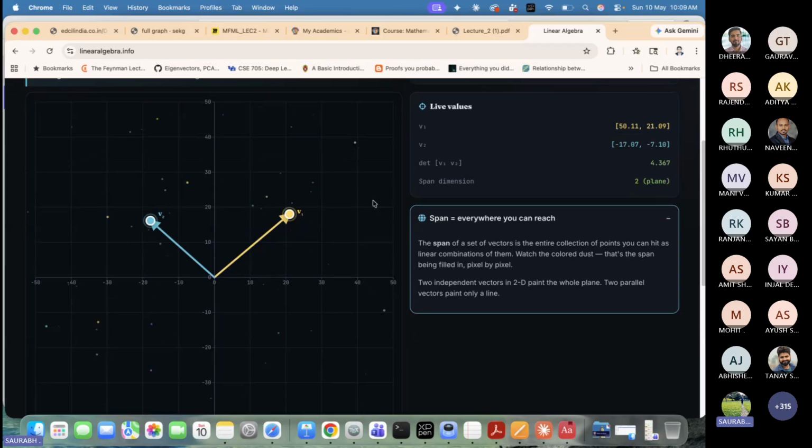Now, if these two vectors are independent, v1 and v2, they are not on the same axis, right? If you can scale and add these two vectors, you can actually exhaust the entire two-dimensional space. You can reach any point on this two-dimensional space. But on the contrary, if these two vectors are somehow dependent, you will never be able to go beyond this entire axis.